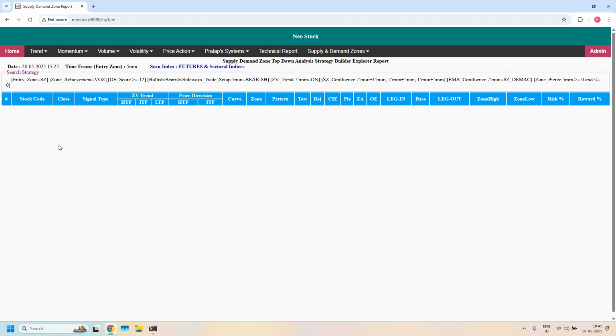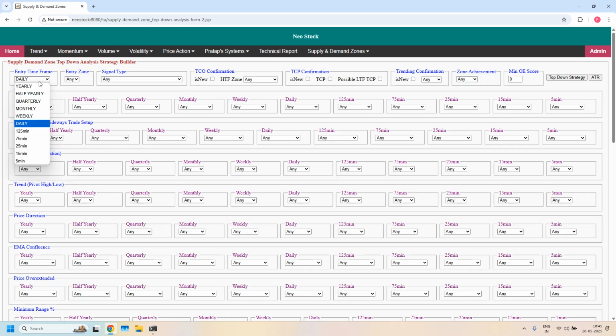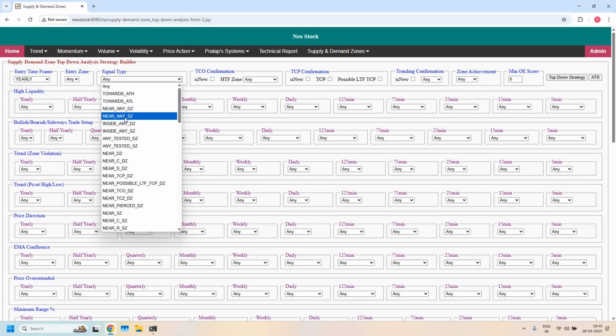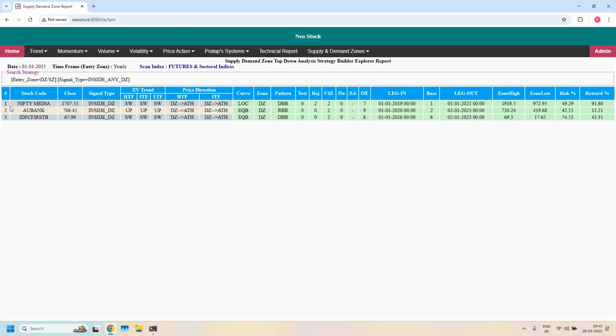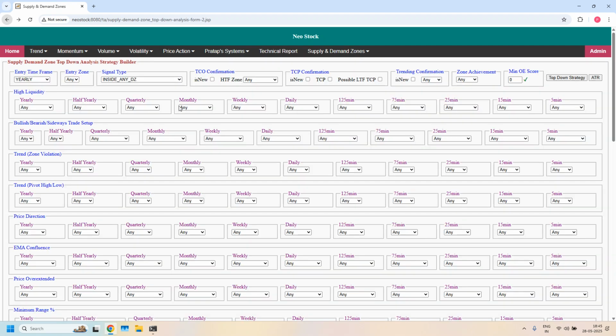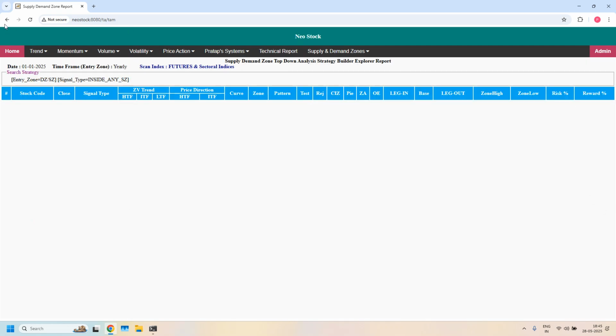hourly income trade. Now we have generated all the income trade reports. Next, we will find the stocks near demand and supply zones for all the time frames except daily and 75 minutes. Because daily and 75 minutes stocks near demand and supply zones already generated in the beginning of the video. So let's start with the yearly time frame. Price closed inside the yearly demand zone. We got 3 stocks. Next, price closed inside the yearly supply zone. We don't have any stocks.